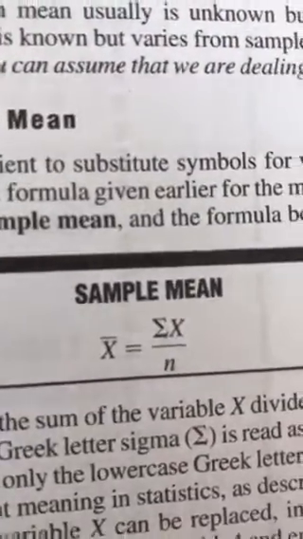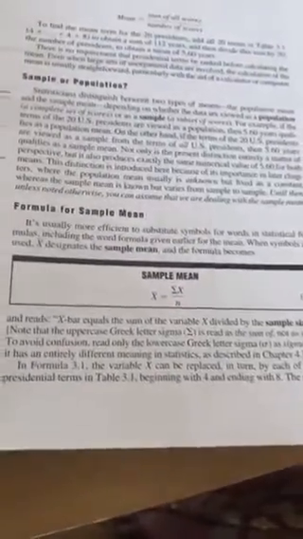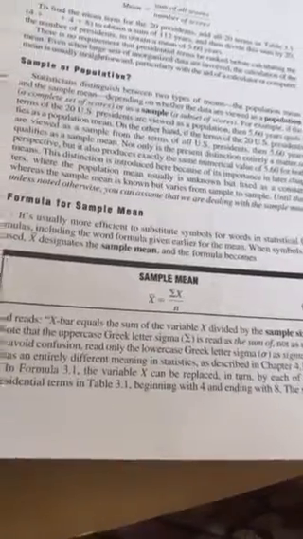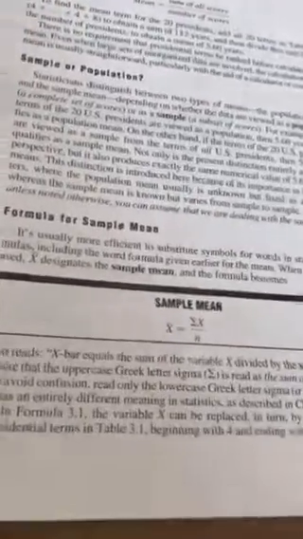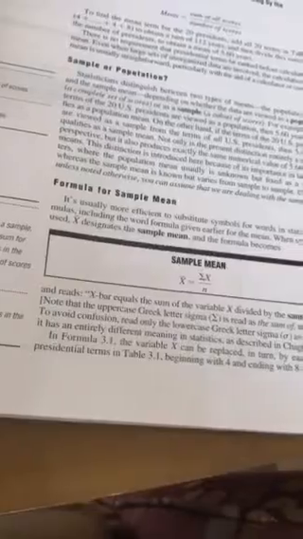So basically the formula right there for sample mean is x bar equals the sum of the variable x divided by the sample size n. And the Greek letter sigma is the symbol for the sum of.